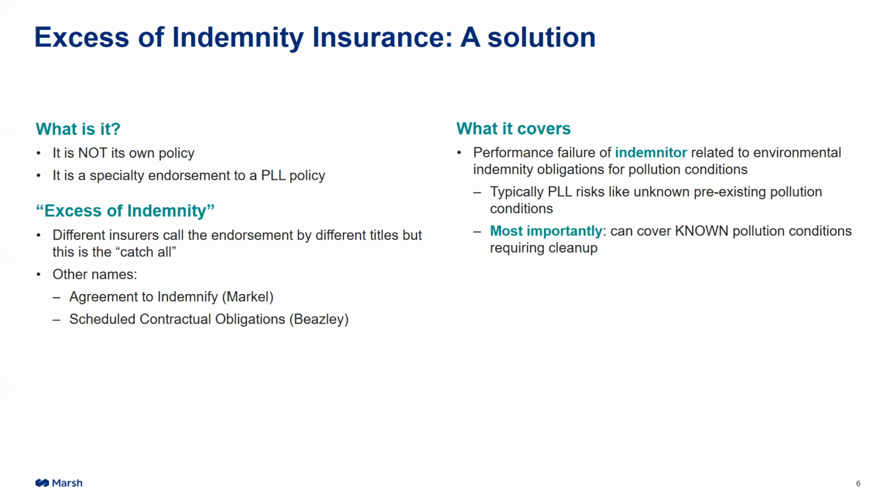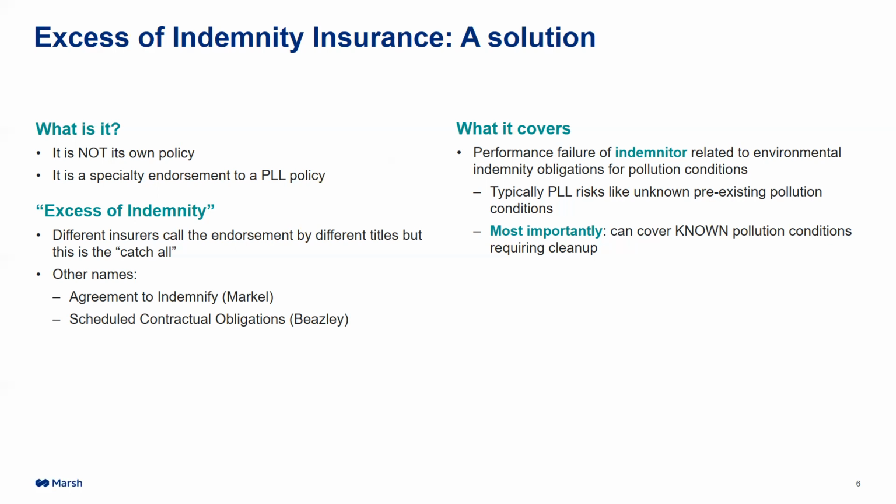So we use the term excess of indemnity as kind of a generic catch-all. Different insurers use different titles for it. So for example, Markel may call it, or does call it, agreement to indemnify. Beazley calls it scheduled contractual obligations. So even though named differently, it all gets the same thing. So what does it cover? It's pretty simple. What it covers is performance failure of the indemnitor related to environmental indemnity obligations for pollution conditions.